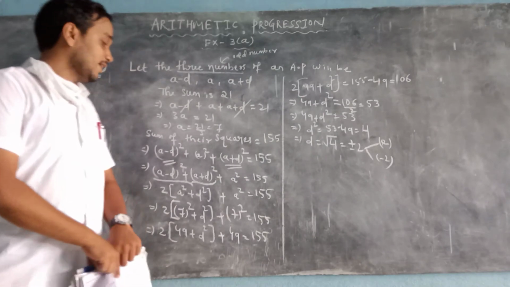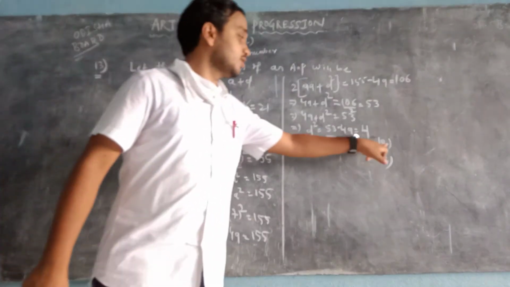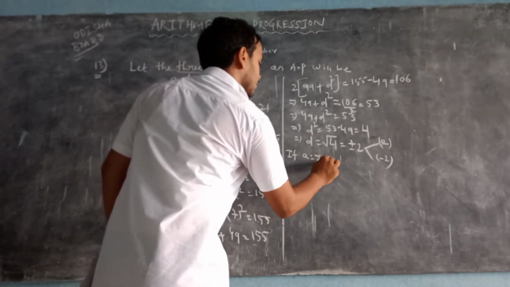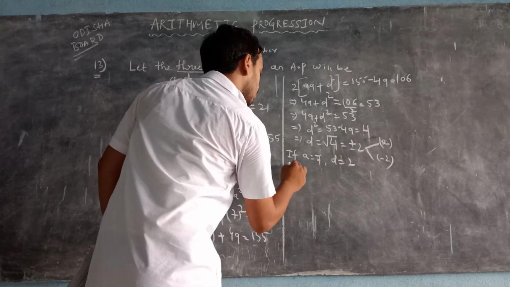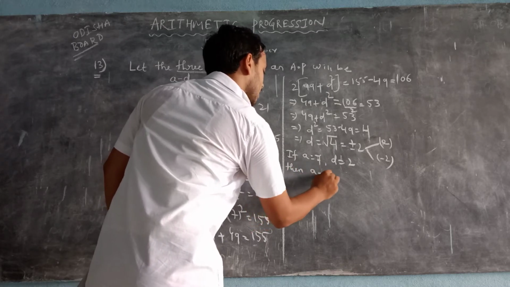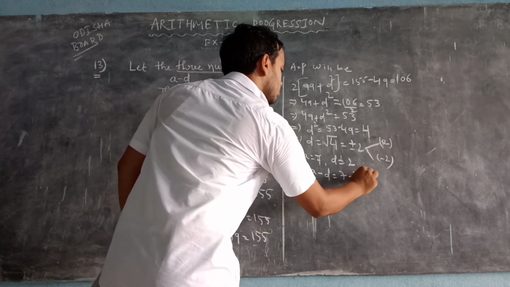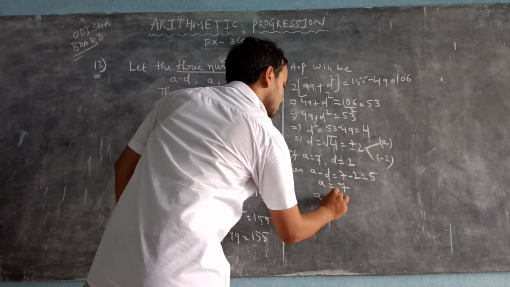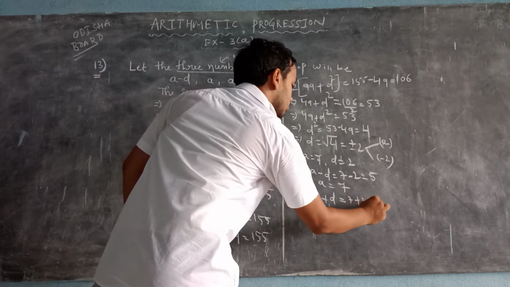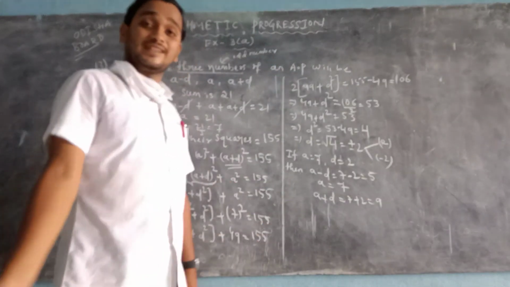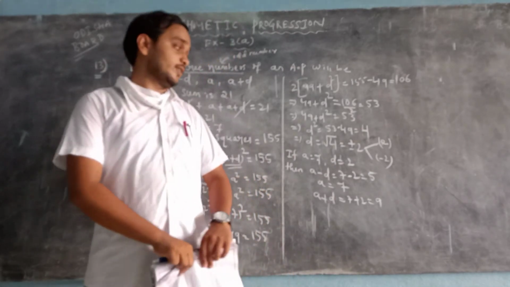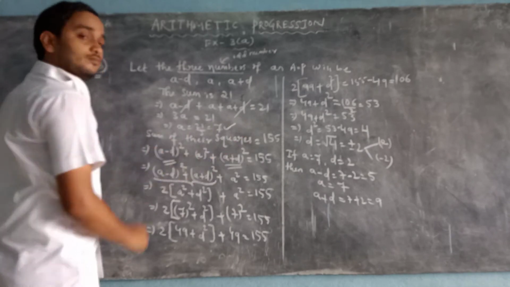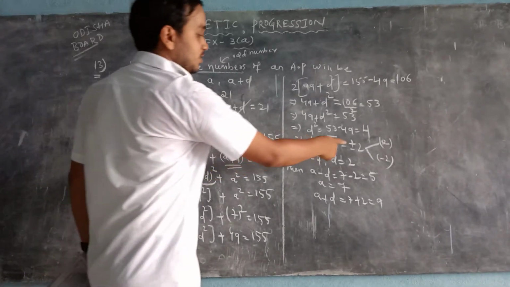Okay. Now take a is equal to 7, b is equal to plus 2. If a is equal to 7, b is equal to 2, then a minus b how much? 7 minus 2 is equal to 5. A is equal to 7, a plus b is equal to 7 plus 2 is equal to 9. Because there are two values of d, what are they? 2 and minus 2, but already this is the a value and this is the d value.